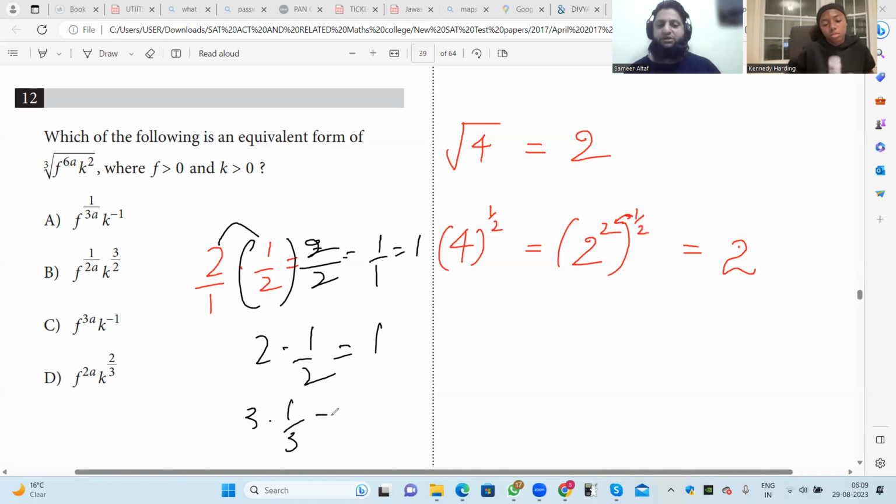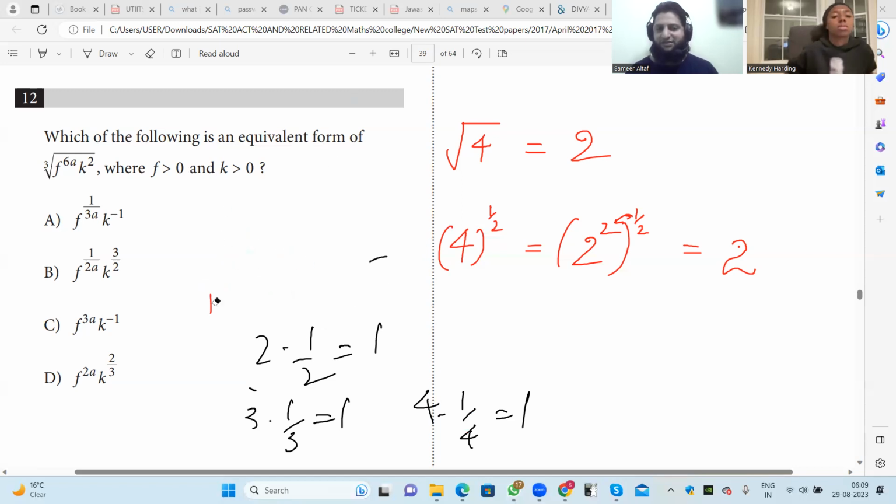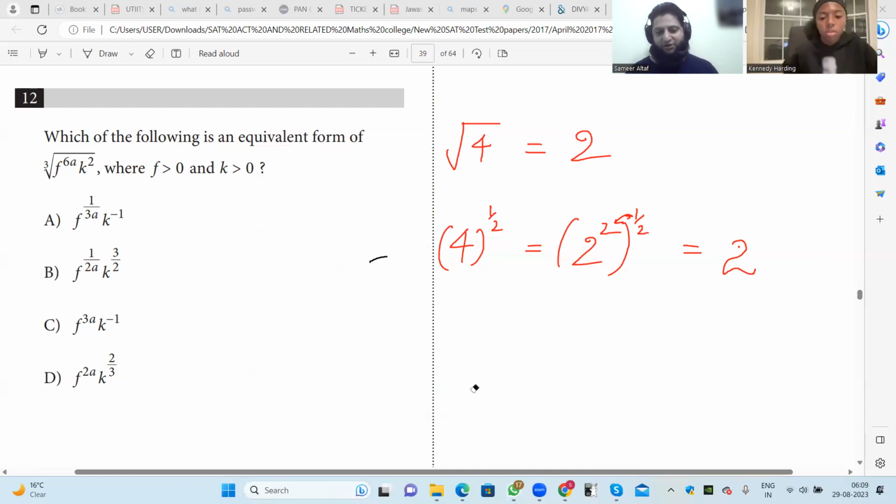3 times 1/3 will be 1. 4 times 1/4 will be 1. Is that right? Yes. Should I repeat it again? No, I got it. Okay, great. So how much would 2 squared raised to the power 1/2 be? It'll just be 2, correct.